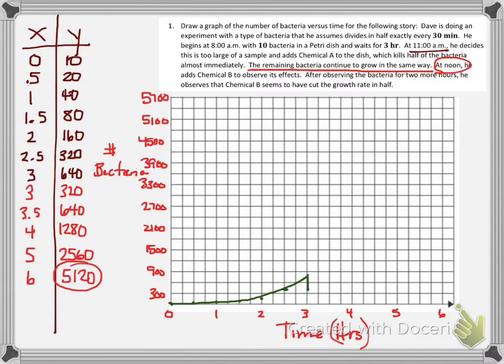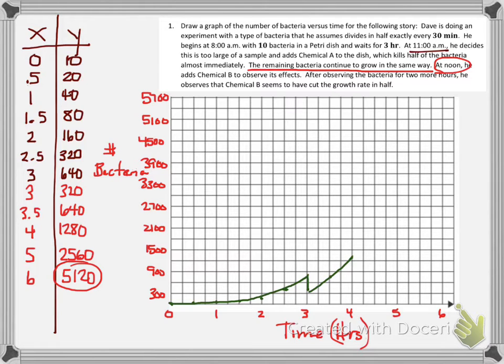Now the bacteria continue to grow at the same pace. After 3.5 hours, we're back to 640, which is that one. And then after 4 hours, we're at 1280. So 4 hours, let's see, 1200, just a little bit above the 1200. So maybe right in there. So here's my graph now, starting to ramp back up.